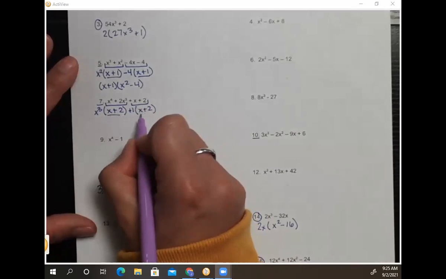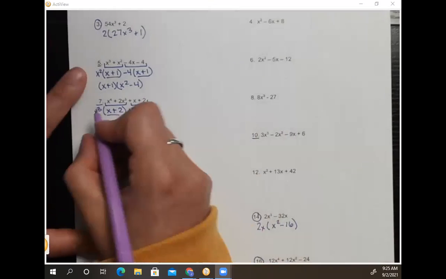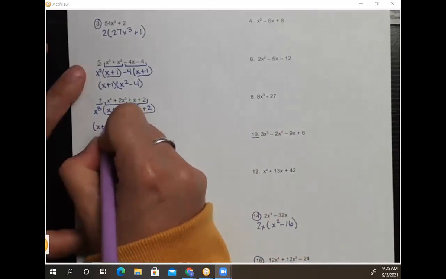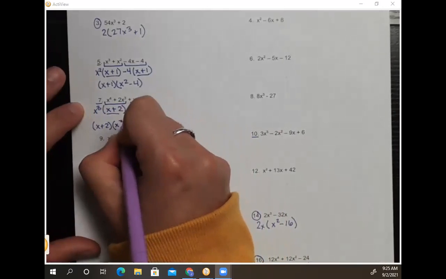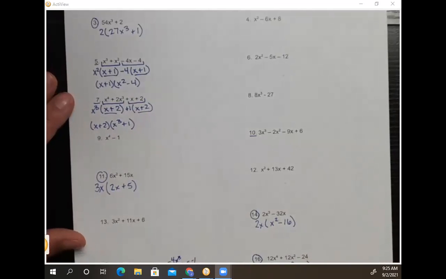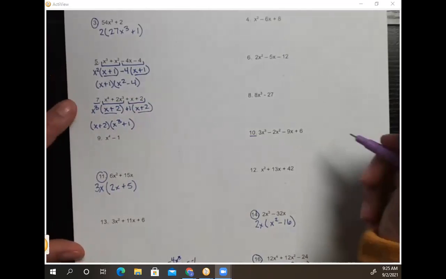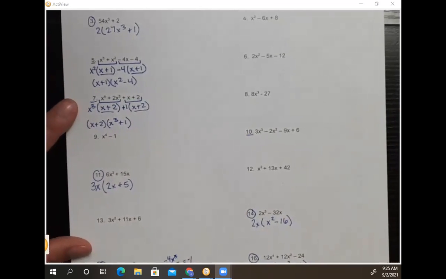Now I've got my thing in parentheses that's the same, my sort of big clunky GCF that I can pull out, x plus 2. And then I'm left with x cubed plus 1. Questions for me on number 7? You guys try number 10. Give number 10 a try.